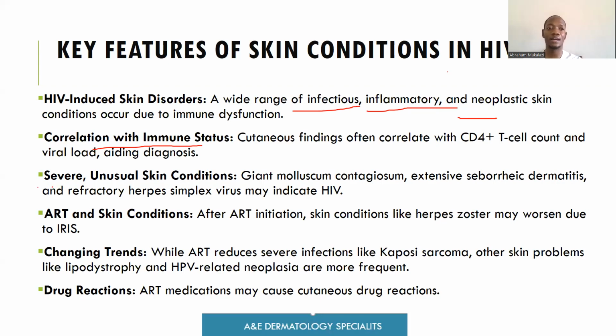Then these conditions can have more severe manifestations as compared to people who are immune competent, and they can have unusual presentations. For example, you can have giant molluscum contagiosum that presents in HIV, which cannot be seen in another person who has no HIV. We can have extensive seborrheic dermatitis that is not easily treated. We can have refractory herpes simplex viral infection that may also indicate HIV infection.